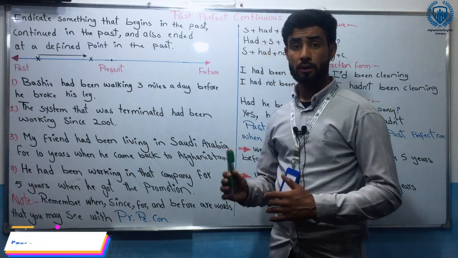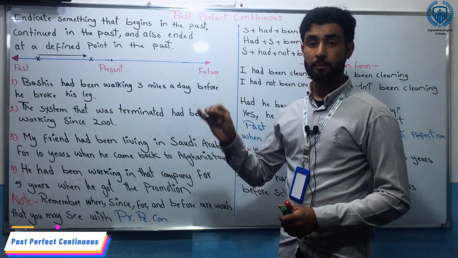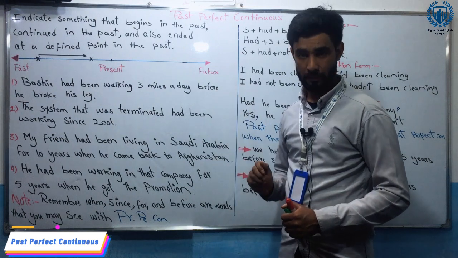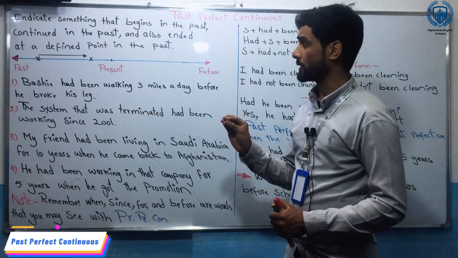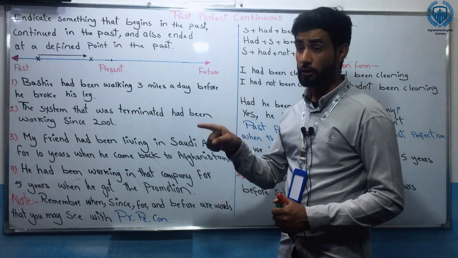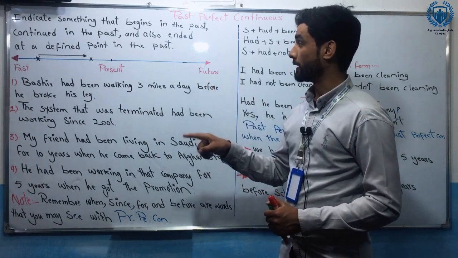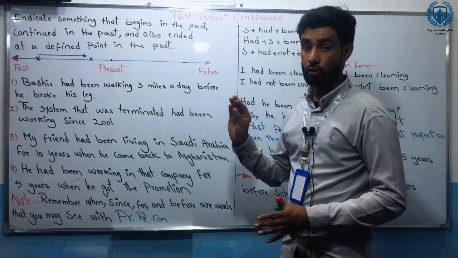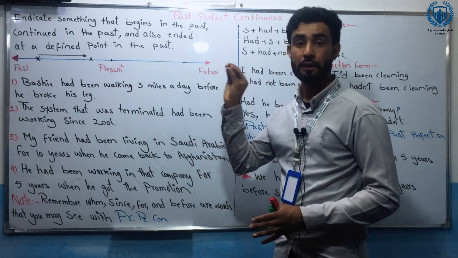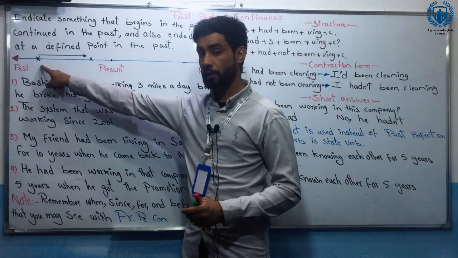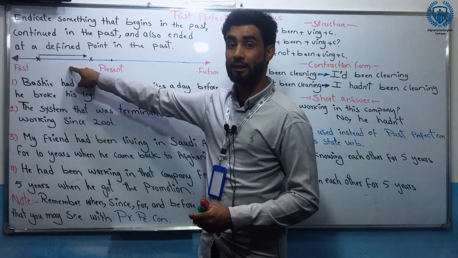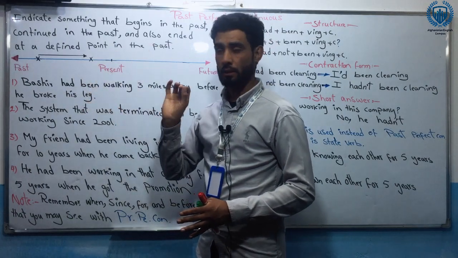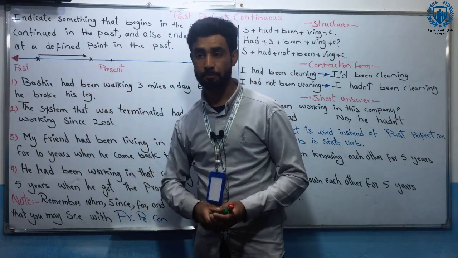What is it? What kind of actions are shown by past perfect continuous tense? Past perfect continuous tense shows an action started in the past, continued in the past, and ended or finished in the past as well. The start of the action was in the past, it was ongoing, it continued for some time in the past, then it ended in the past. We call it past perfect continuous tense.